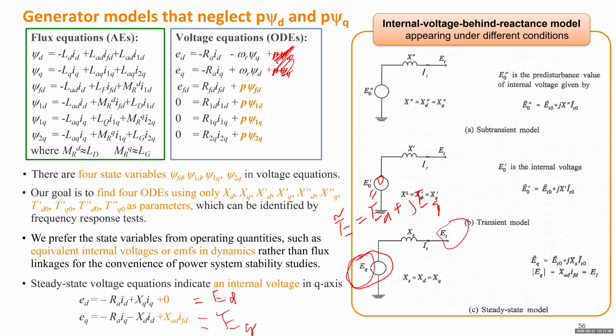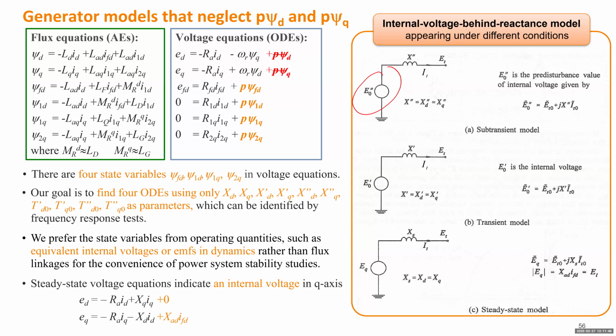So for instance, for the subtransient dynamic, we'll have an internal voltage we call E double prime. And for the transient dynamic, we have an internal voltage we call E single prime. The E single prime will be connected to X single prime. For a round rotor generator, X single prime is simply XD prime and XQ prime. And for the subtransient dynamics, X double prime for a round rotor generator is basically the same: XD double prime, XQ double prime.